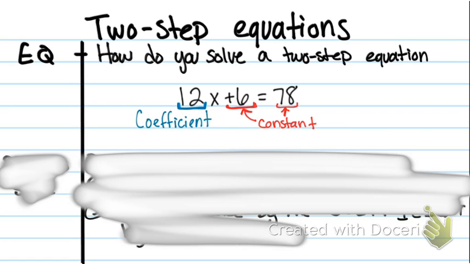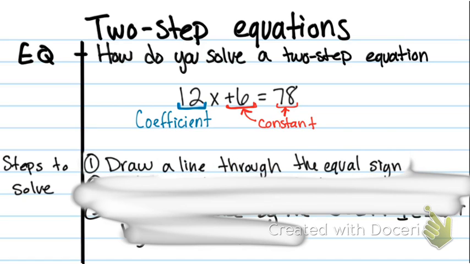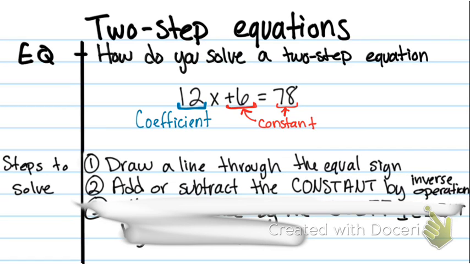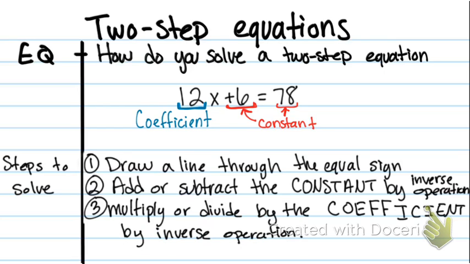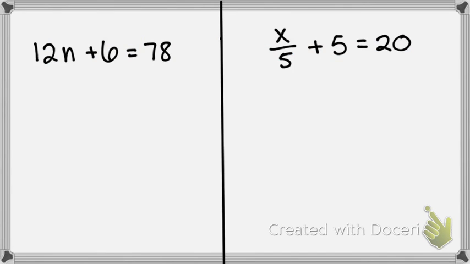Here are the steps to solve a multi-step equation. First, you're going to draw a line through the equal sign just like we did yesterday. Second, we're going to add or subtract the constant by inverse operations. For example, we look at the 6, and in this case, subtract that to the other side. Step number 3 will be multiply or divide the coefficient by inverse operation. In this case, we would look at 12, and we would divide by 12 on both sides. Let's look at a few examples.